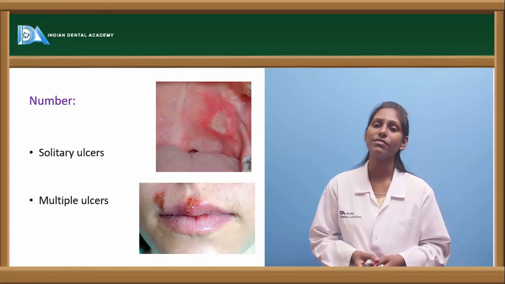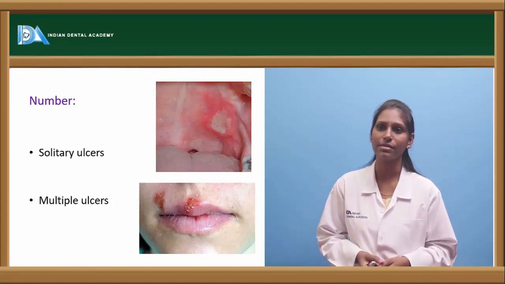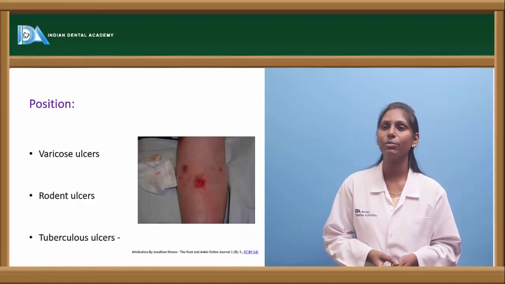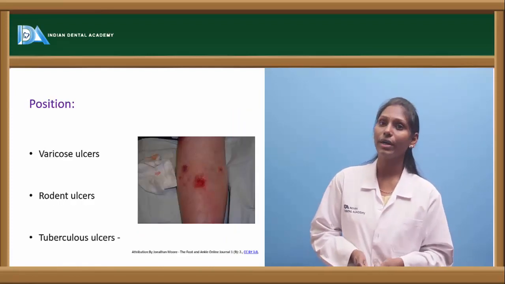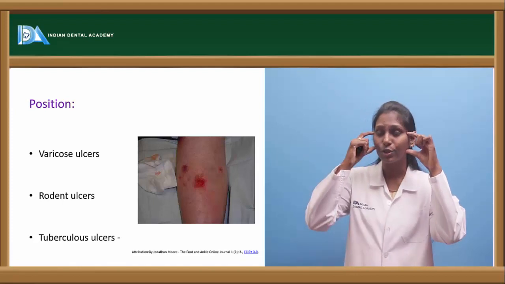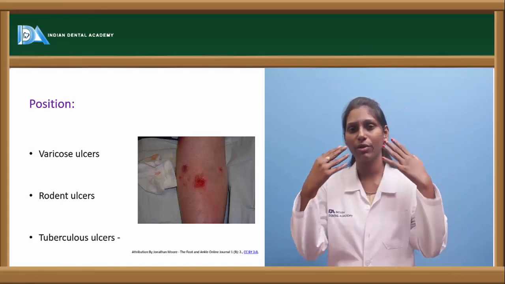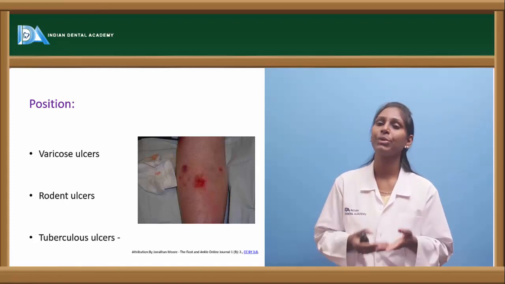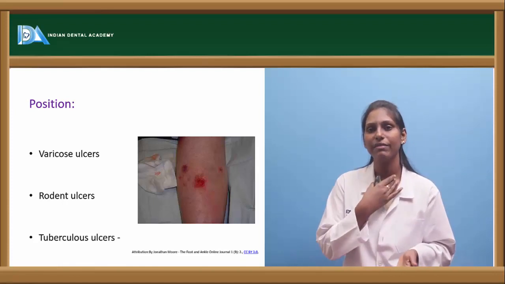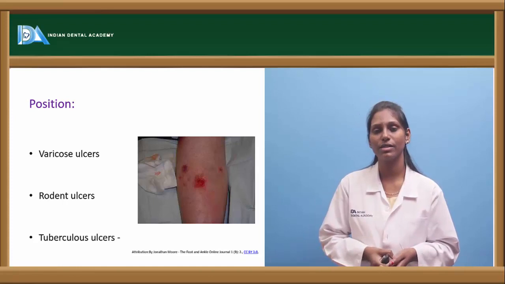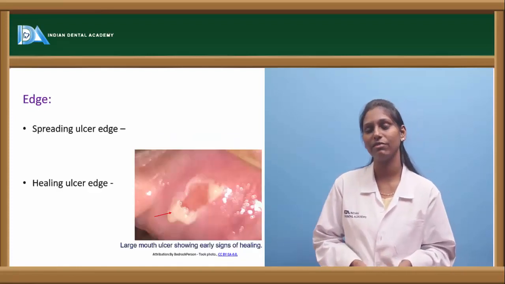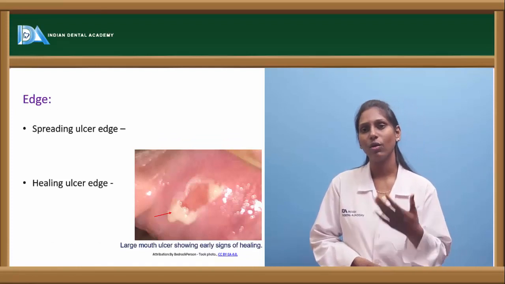Based upon the number of ulcers, we have solitary ulcers and multiple ulcers, as we have discussed. Then coming to position, varicose ulcers can be seen. Rodent ulcers are nothing but basal cell carcinoma, most commonly seen in the middle third of the face, which is usually exposed to more sunlight, like more UV radiation. Tuberculous ulcers are most commonly seen at the nodal sites, wherever the nodes are. In the case of extranodal sites, the dorsal surface of the tongue is the most common site for tuberculous ulcers in the oral cavity.